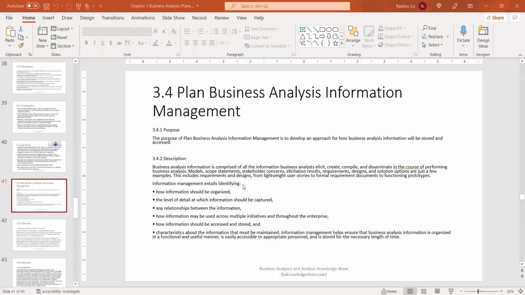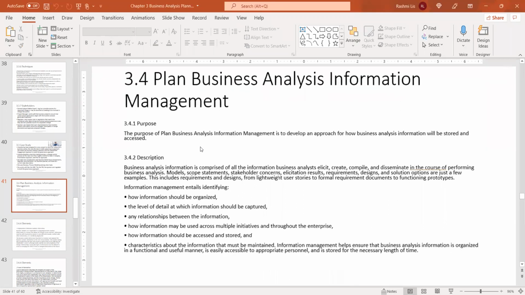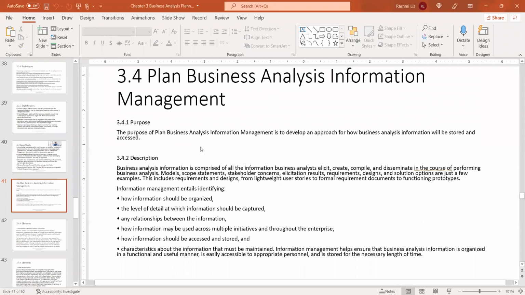Now, this is the fourth task in this chapter, and we go over the Plan Business Analysis Information Management. What is the purpose of this? The purpose of Plan Business Analysis Information Management is to develop an approach for how business analysis information will be stored and accessed. Business analysis information is comprised of all the information business analysts elicit, create, compile, and disseminate in the course of performing business analysis.